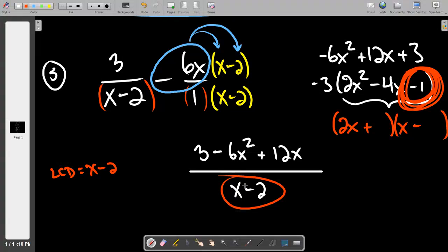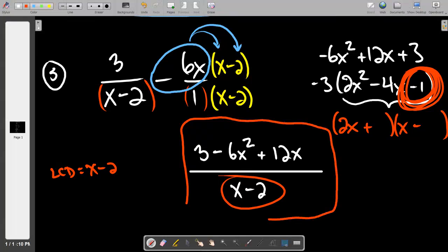So your final answer, you could even leave it like this, I guess, and I probably wouldn't lose sleep at night, but it would be nice if you took that top and wrote it in standard form. So, questions there? All right, we're on the back page of the note card.